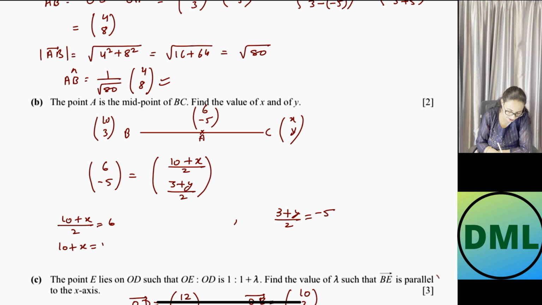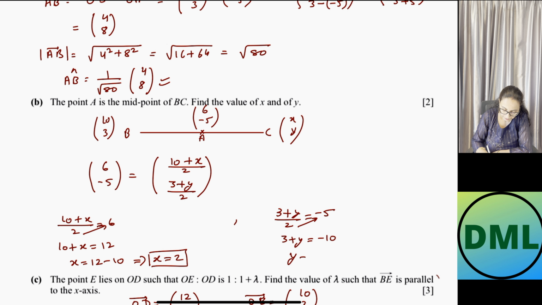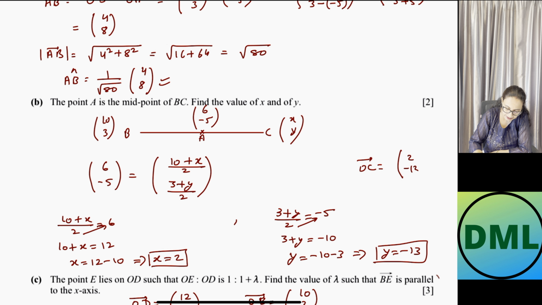10 plus x is equal to 12. Move this to the right-hand side. x is equal to 12 minus 10. This gives you that x is equal to 2. That will be the value for x. 3 plus y is equal to minus 10. Move this to the right-hand side. y is equal to minus 10 minus 3. This gives you that y is equal to minus 13. That will be your answer for y. So the vector OC will be written as (2, -13). That will be the answer here.